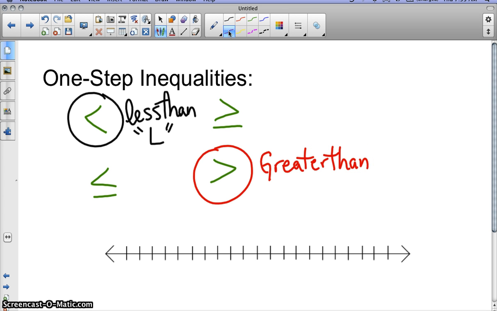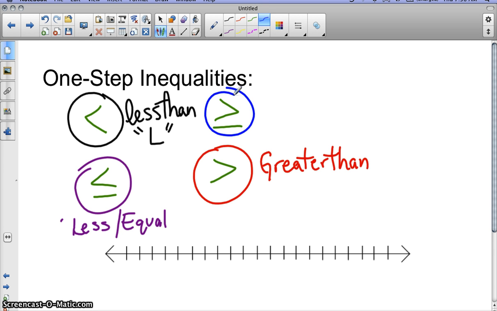Alright. Now, what about this one down here, the one in purple? It kind of looks like less than, except there's something else with it. This is what we call less than or equal to, which would make our last one greater than or equal to. Okay? So, now that we have our four symbols, let's go ahead and put them into practice.